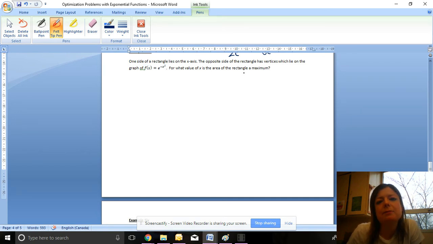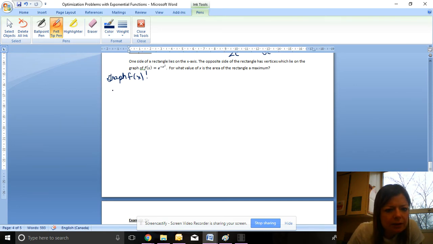So to be able to do this, we need to draw a diagram, okay? It's really hard to wrap our head around what's going on until we actually draw a diagram. So let's actually graph f at x just so we can visualize what's going on. So we're going to use our chapter 4 knowledge to do that.